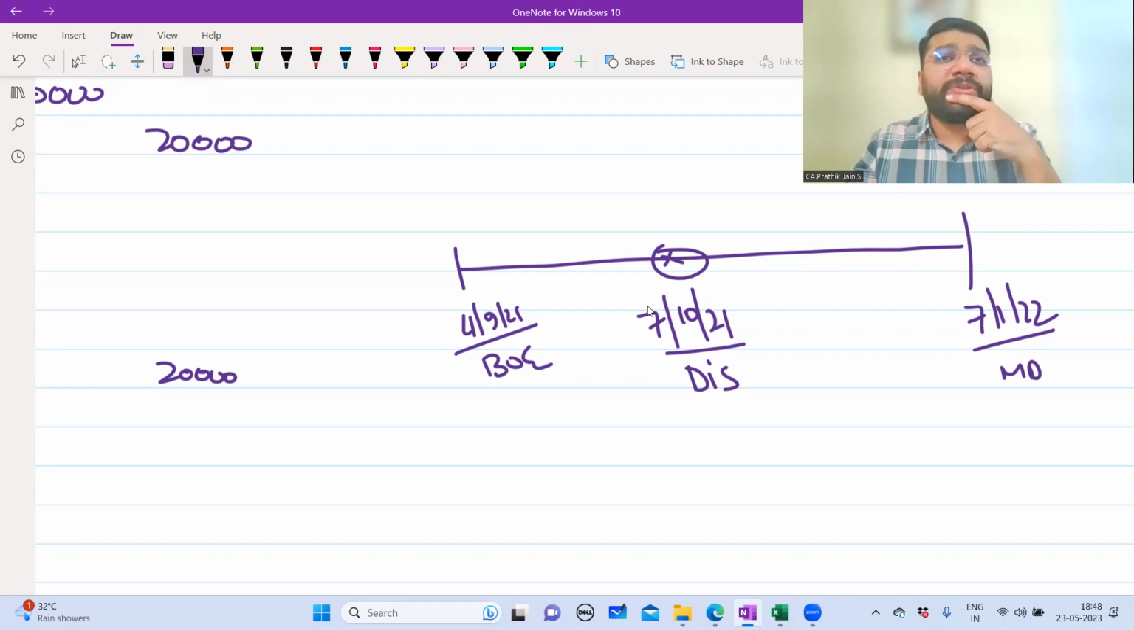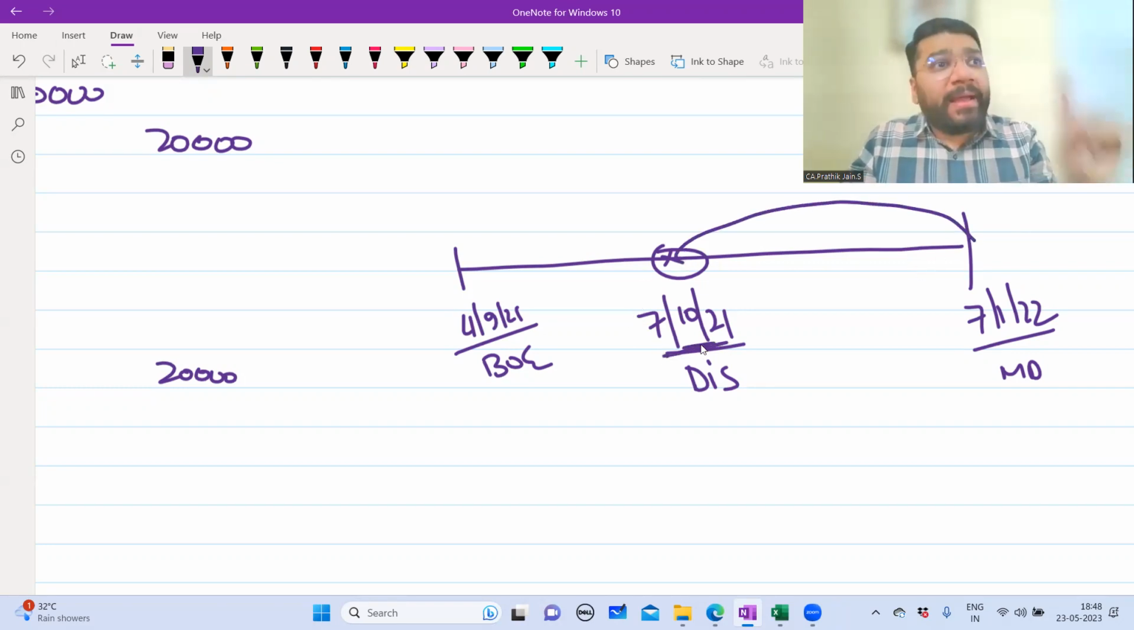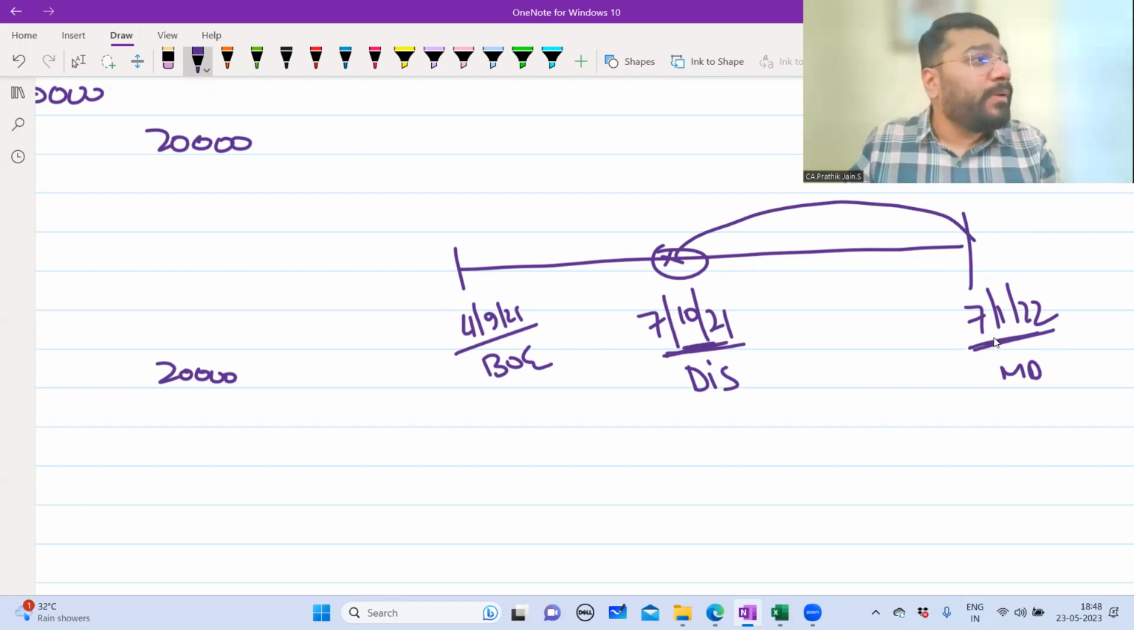Guys, you will pay the interest or the discounting charges to the bank only for the period you have enjoyed the banker's money. So the money the banker has given to you, you have enjoyed from this period to this period. Am I right? On 7/10, the banker gave you the money. On 7 months, the banker will receive the money from the buyer. So how many months have you enjoyed this money?